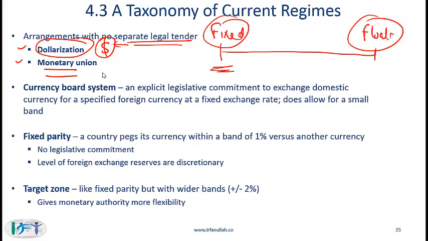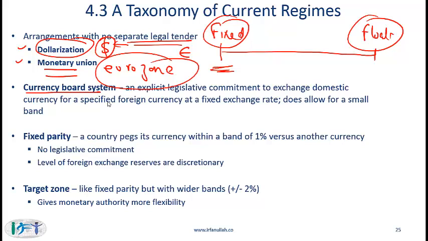Another scenario is a monetary union, and the classic example is the Eurozone, where countries in the Eurozone have adopted a single currency called the euro. Here the issue is that a country like Greece, for example, which is part of the Eurozone, cannot print its own money, it cannot exert its independent monetary policy.